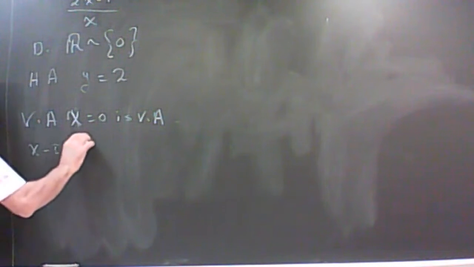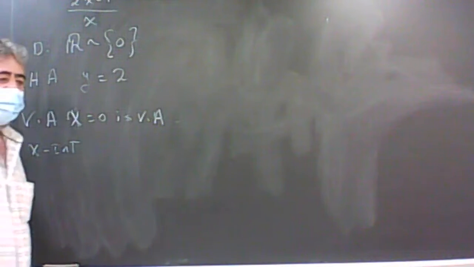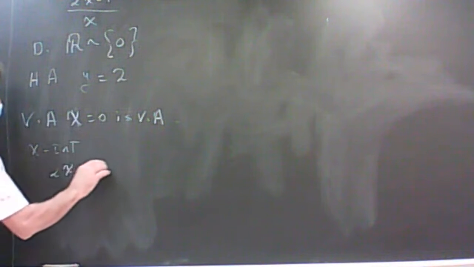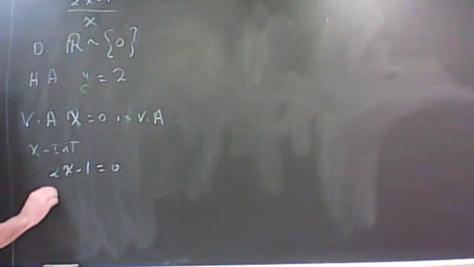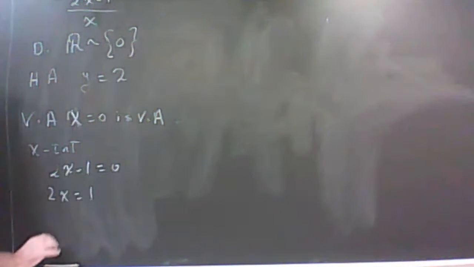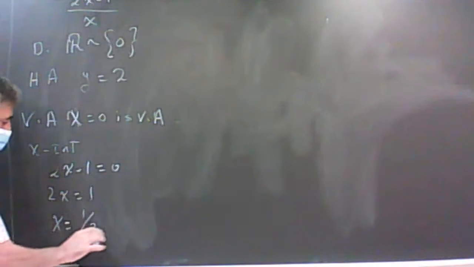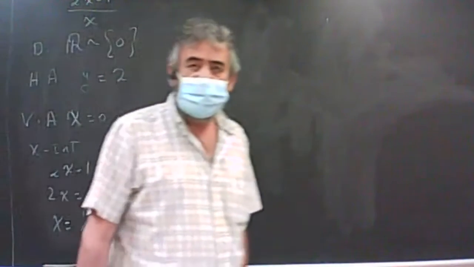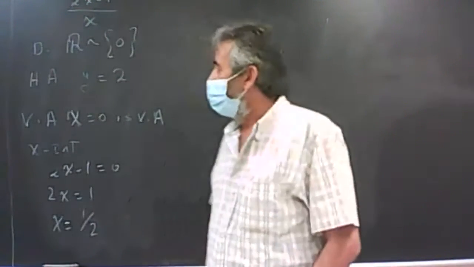X-intercept means the numerator is 0. So in this case, we can say 2x minus 1 equals 0, 2x equals 1, x is 1/2. Let's go back now to the graph and see if I can graph it.